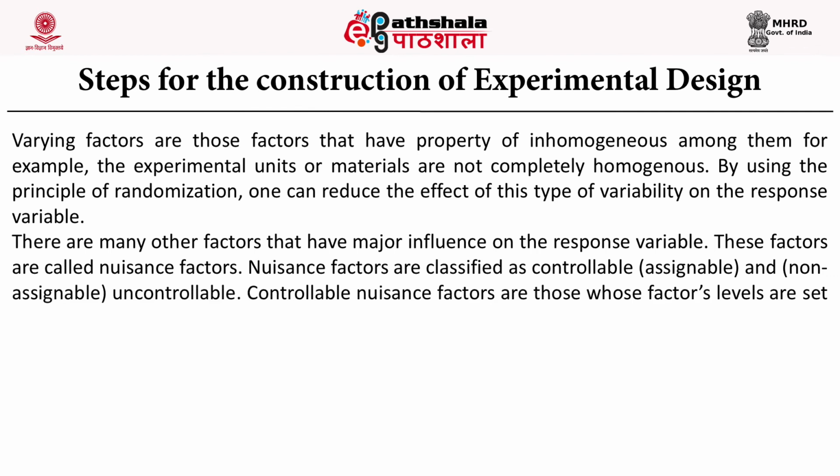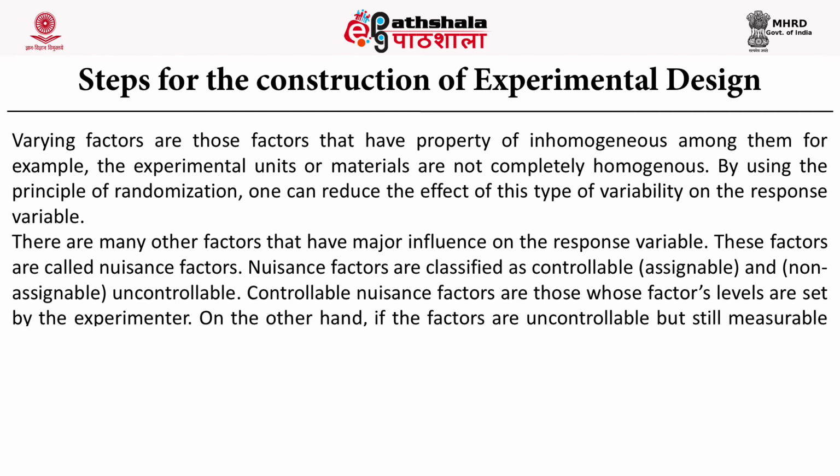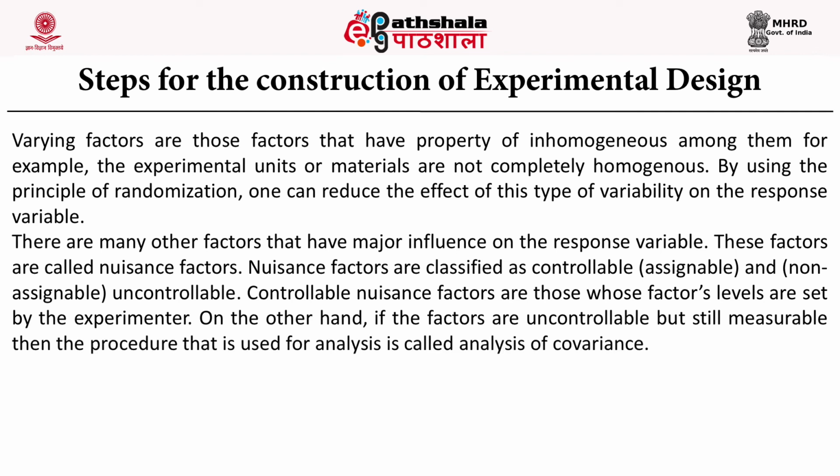There are many other factors that have major influences on the response variable. These factors are called nuisance factors. Nuisance factors are classified as controllable and uncontrollable. Controllable nuisance factors are those whose factor levels are set by the experimenter. On the other hand, if the factors are uncontrollable but still measurable, then the procedure that is used for analysis is called analysis of covariance.